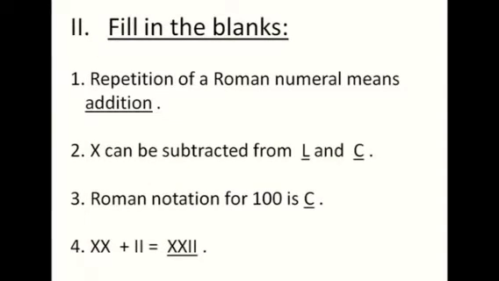Second main, fill in the blanks. Number 1. Repetition of a Roman numeral means addition. Number 2. X can be subtracted from L and C. Number 3. Roman notation for 100 is C. Number 4. XX plus II equals XXII, because XX means 20 plus II means 2. If you add 20 plus 2, it is 22. It should be converted into Roman numerals, so it will be XXII.